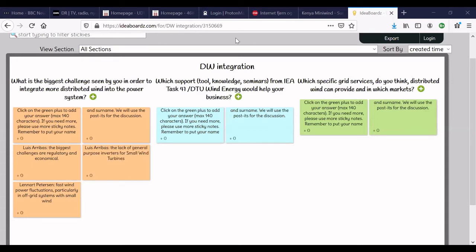And so, Louis, would you like to just expand a bit on the two very good comments you've made there. First one, the challenges are regulatory and economical, maybe rather than technical. But then you make a comment that general purpose inverters are difficult for small wind turbines. What's your experience there? Yes, can you hear me?